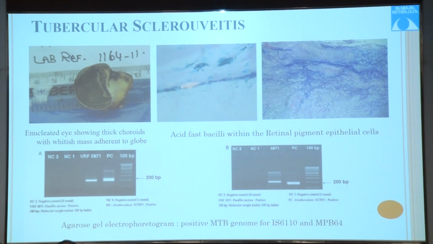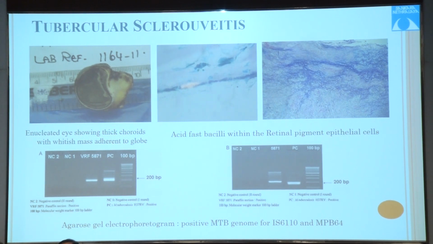This is a gross specimen showing a thickened choroid in a case of tubercular sclerouveitis in a patient with rheumatoid arthritis. In another patient, multiple granulomas were seen in the sclera, and acid-fast bacilli were isolated within the retinal pigment epithelium. Agarose gel electrophoretogram was positive for both the mycobacterial tuberculosis genomes.